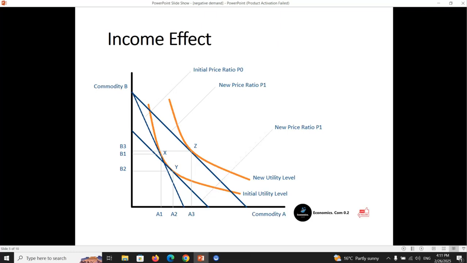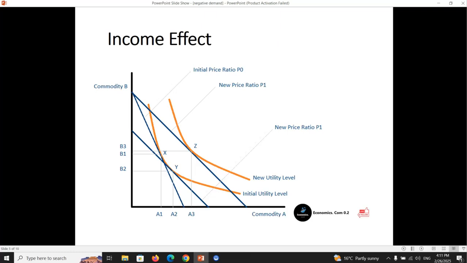The movement from P0 to P1 means that with the same income, the consumer can now buy more of commodity A than before. The price of commodity A has fallen. Consumer purchasing power increases. Let's see this in the graph, allowing them to afford more.